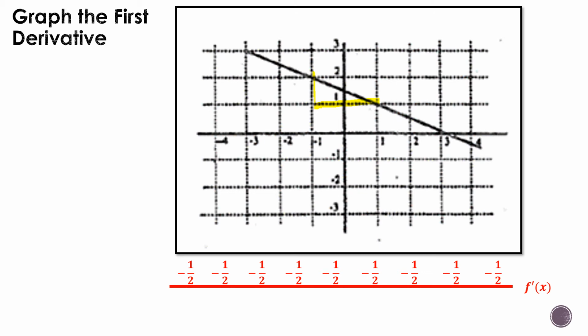Now I need to sketch the derivative based on what's on the sign line. If I just had negatives, that would mean negative y values, which I'd sketch below the x-axis. But since it was a constant rate of change and the slope is negative 1/2, the first derivative is all at y equals negative 1/2. So that's the sketch of the first derivative.